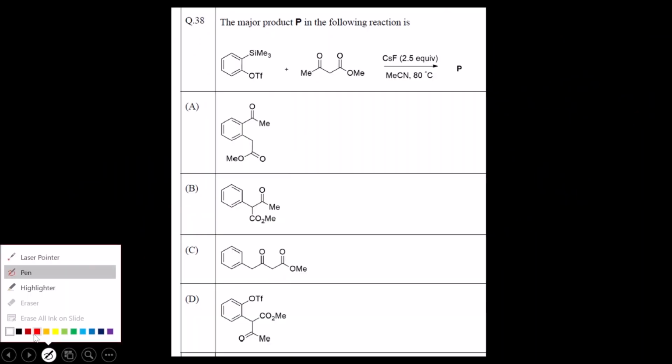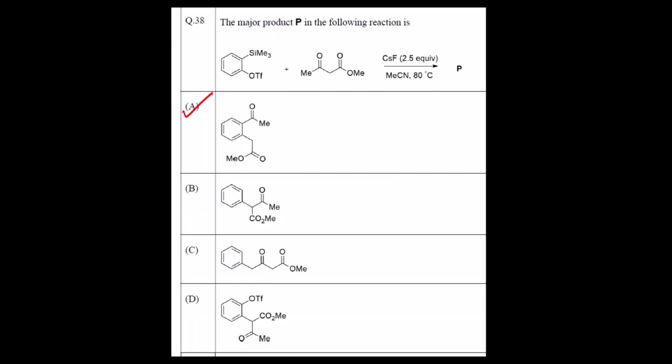So this is the final product. Which is the correct answer? The correct answer is option A, C double bond OMe, CH2 and the ester group. So the correct answer is option A.